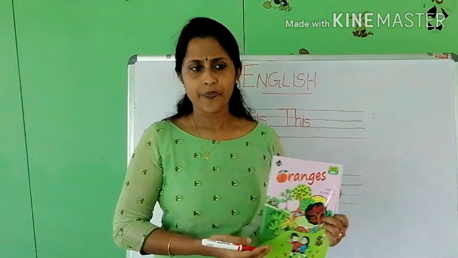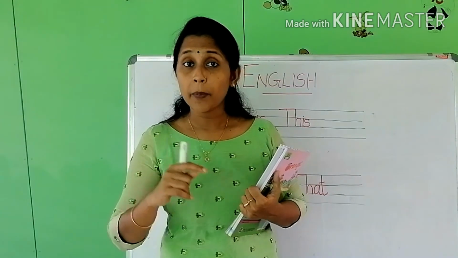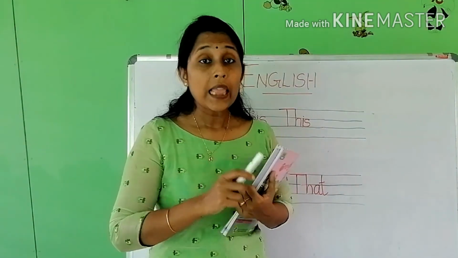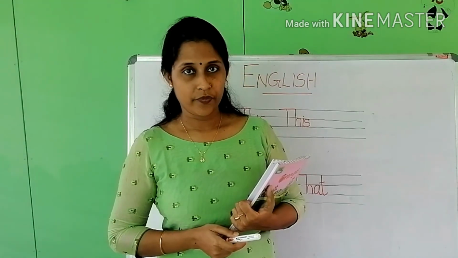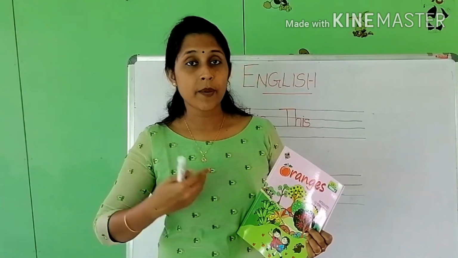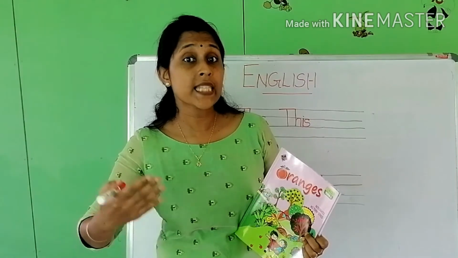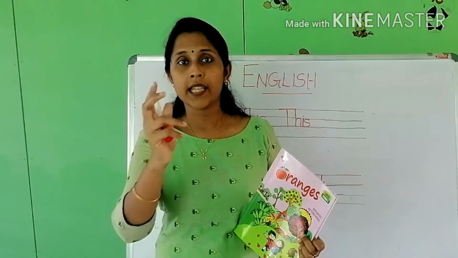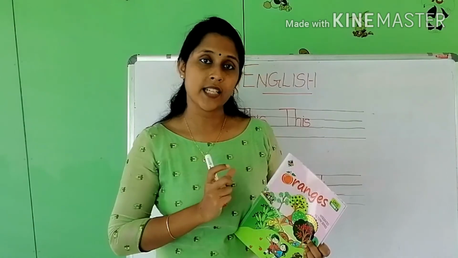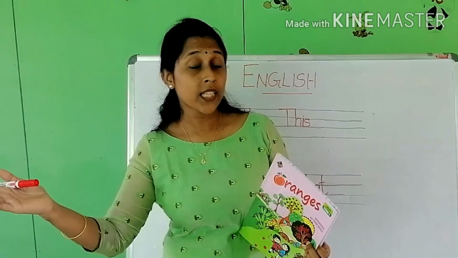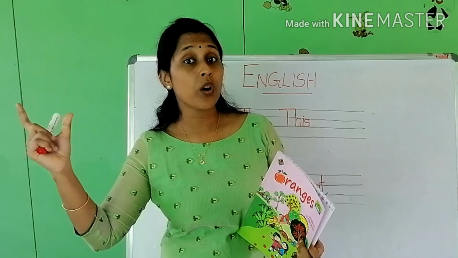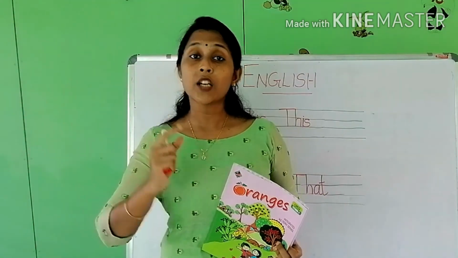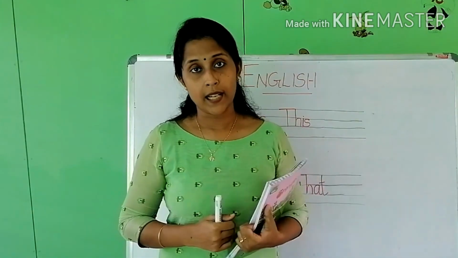Again, if someone asks you, what is this? You have to answer, this is a book. If someone asks you the question what is this, the answer is, this is a book, using this in the sentence. When the question is what is that, you have to use the word that when you give the answer. That is a tree. That is a crow. That is a pencil.